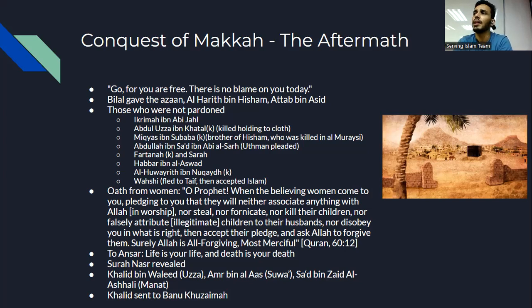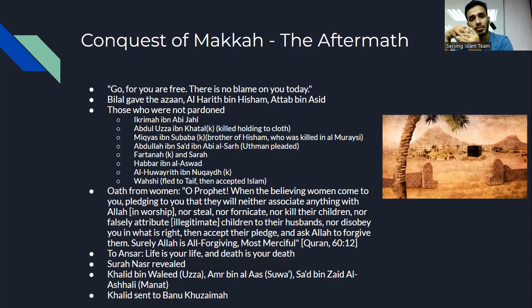But there were then nine people who were not forgiven. Okay, and then we'll discuss the nine people later. So then Muhammad Sallallahu Alaihi Wasallam, after he generally forgave everyone from the Quraysh, asked Bilal. This is symbolic as well, because Bilal was a slave and he was also black and looked down upon. So he asked Bilal to go up to the roof of Kaaba and deliver the azan. Now Bilal is climbing up the roof of Kaaba and delivering the azan.